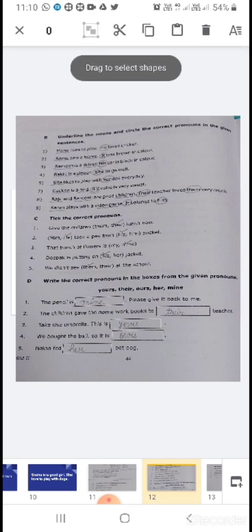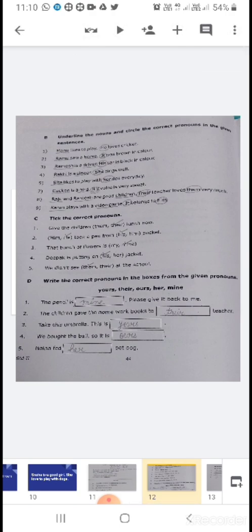Now the next question is: underline the nouns and circle the correct pronouns in the given sentences. You just have to underline all the nouns and circle the pronouns. So the first sentence is Manu likes to play. He loves cricket. Here Manu is the name of a person, so it is a noun. So underline the noun, that means Manu. And he is used for Manu. So he is a pronoun. Circle the pronoun he here.